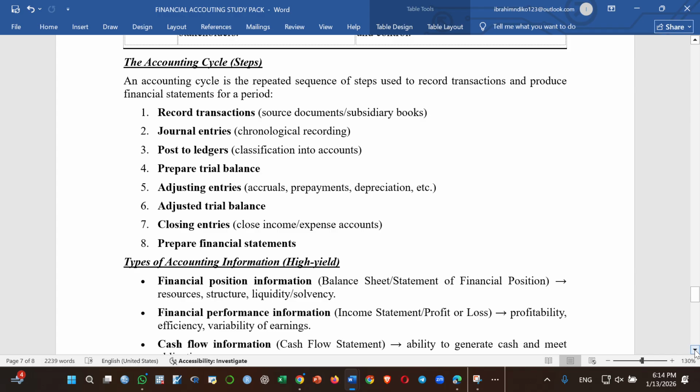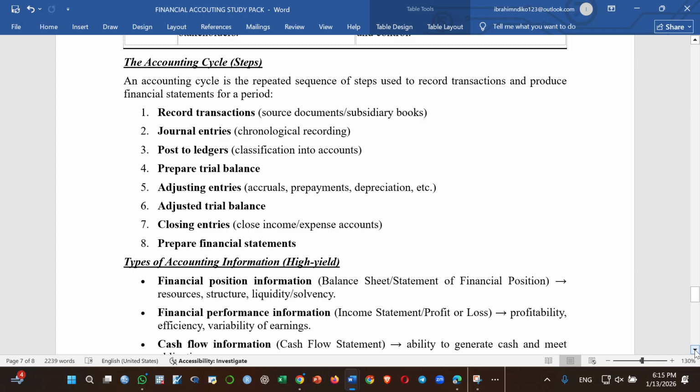Let's see the cycle. Number one, we record the transaction in our source documents or the ledgers. Number two, we come up with the journal entries in a chronological manner. Then we post it to the ledgers. This part, ledger number 3, is where we do classification. So we classify assets as assets, expenses as expenses. Then once we prepare the ledgers, we generate the trial balance. Once we prepare the trial balance, then we do the adjustments.